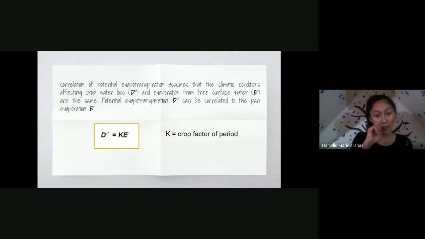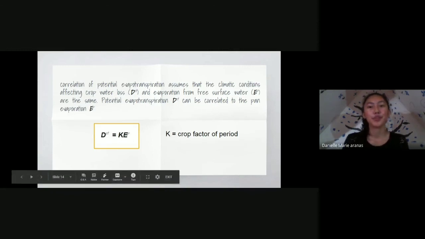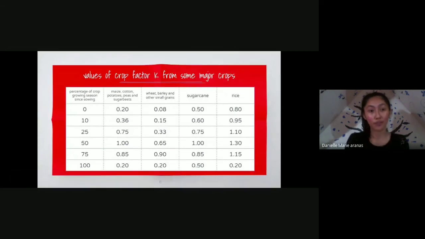We have, as the formula shown here, the consumptive use or the evapotranspiration. We will get that by multiplying the crop factor of period to the pan evaporation. Now the crop factor K depends on the crop as well as its stage of growth. The main limitation of this method are differences in physical features of evaporation surfaces compared with those of a crop surface.